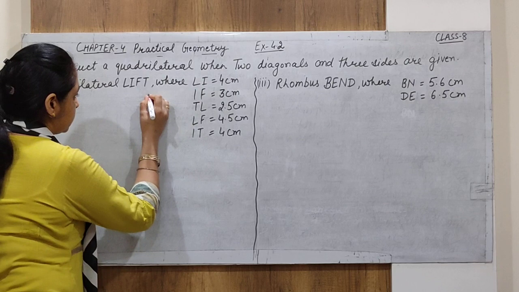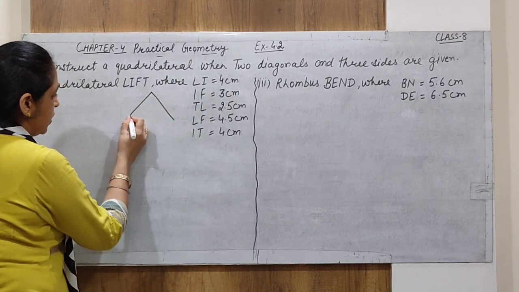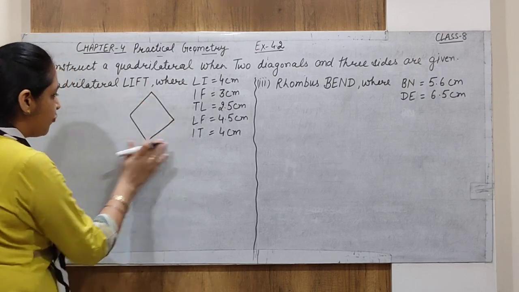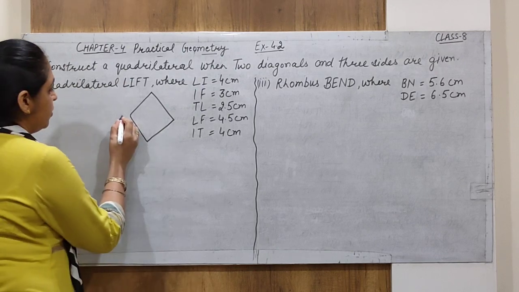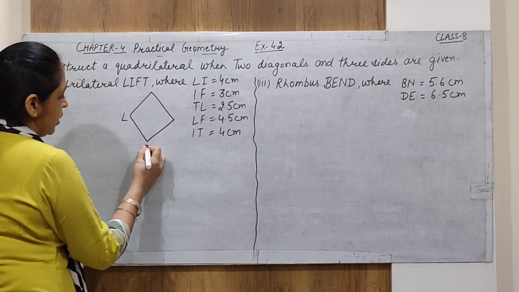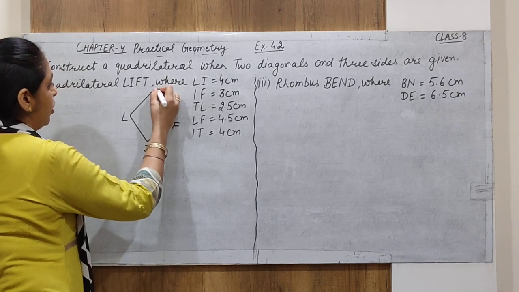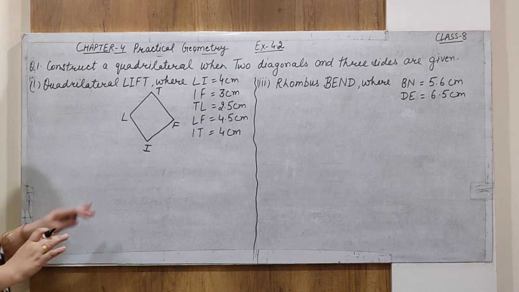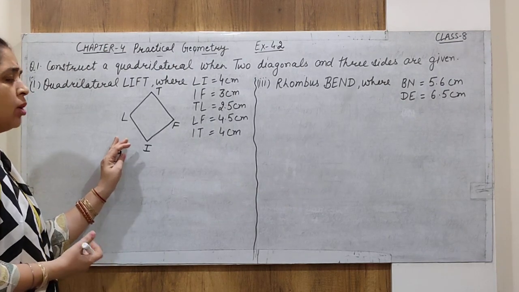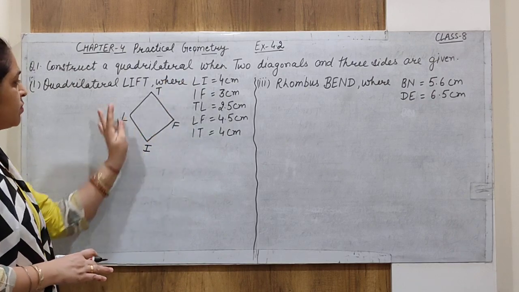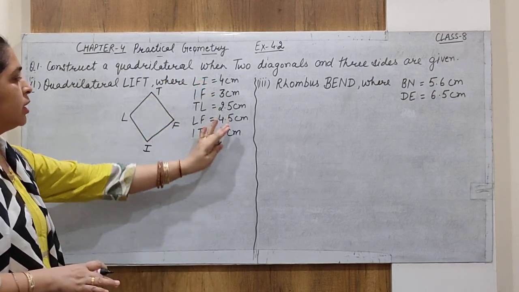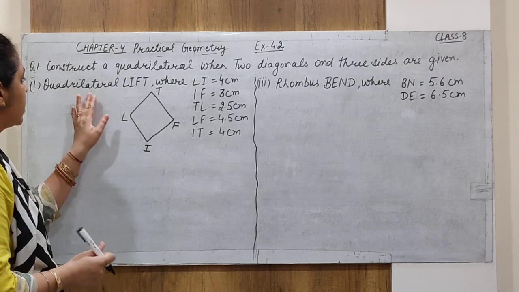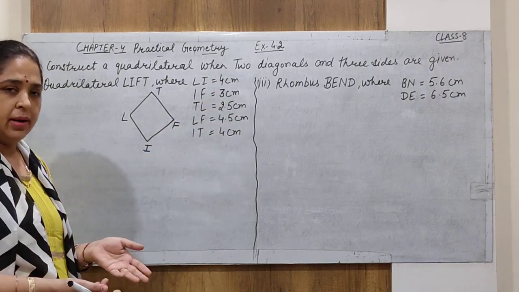So this is a quadrilateral. You can draw any kind of quadrilateral. Just understand it has four sides. Give the names to the vertices: L, I, F and T. These four vertices are of a quadrilateral. It may be a rhombus or a square or anything else, but nothing is given, so we just consider a quadrilateral. According to the length of the sides we can decide the name of the quadrilateral, or simply we can say quadrilateral because the sides are all different.